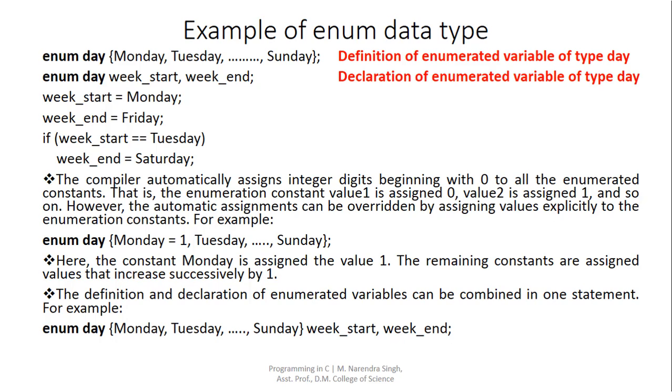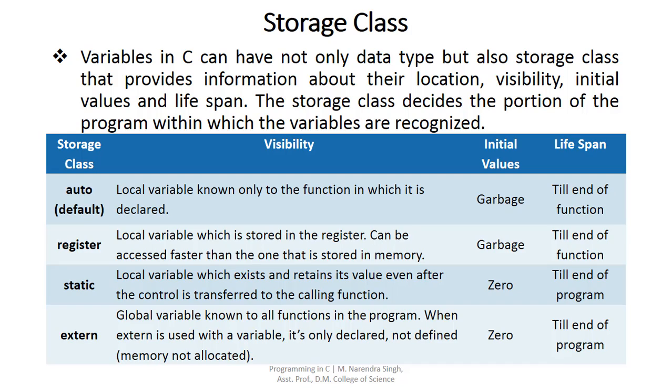The definition and declaration of enumerated variables can be combined in one statement. For example, enum day {Monday, Tuesday, and so on, Sunday} week_start, week_end; Here, the above two statements of definition of an enumerated data type and the declaration of the enumerated variables are combined together in one single statement. Now let us see what are storage classes.